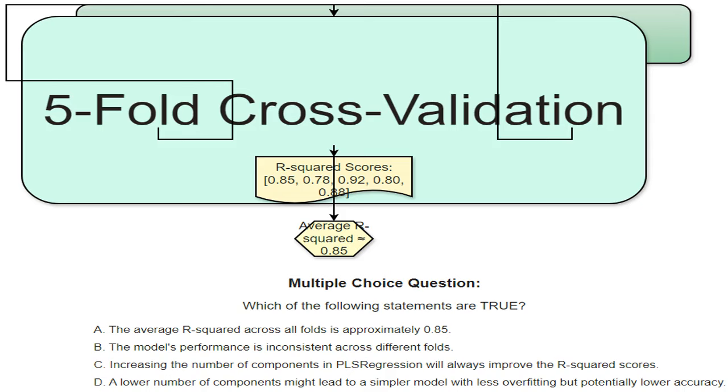To make sure my model generalizes well to new data and isn't just memorizing the training data, I use 5-fold cross-validation. I split my data into 5 groups. Then, I train my model on 4 of these groups and test it on the remaining group. I repeat this process 5 times, using each group as the test set once. This gives me a more reliable estimate of the model's performance.